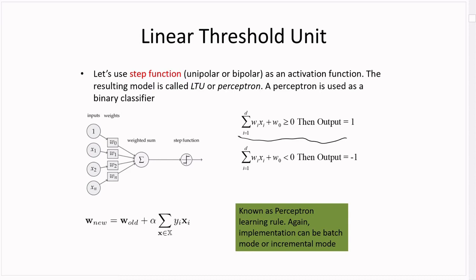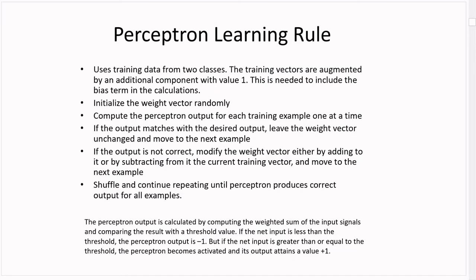And again, one can train this model, or find the parameters of this model, using the updating rule that is shown here: W new equals W old plus alpha times the sum of y_i x_i over all misclassified examples. That is the perceptron learning rule we had seen earlier, and again you can do the implementation in the batch mode or in the incremental mode. Let me summarize the steps of the perceptron learning rule. Instead of a formula, let me just summarize it in terms of bullet points.